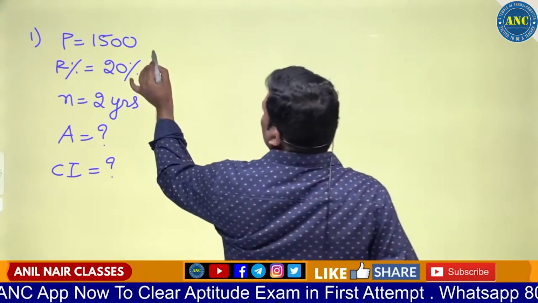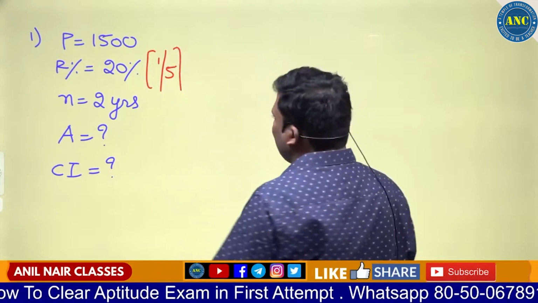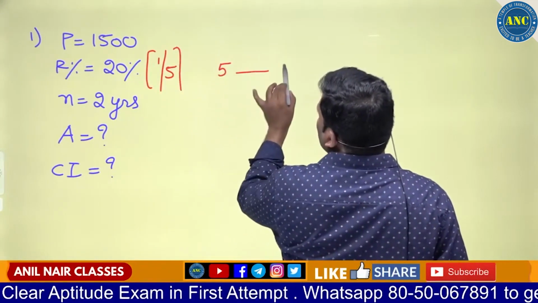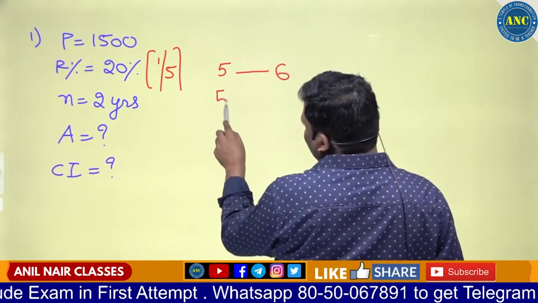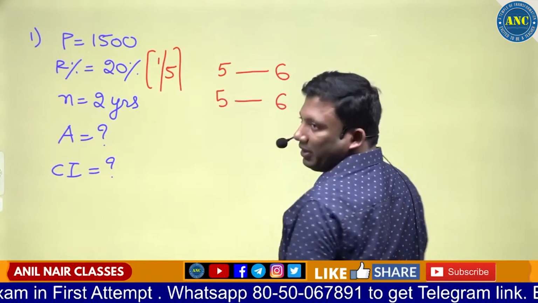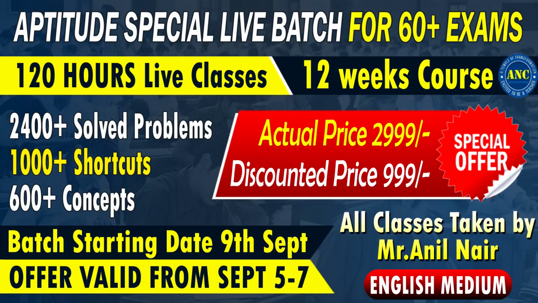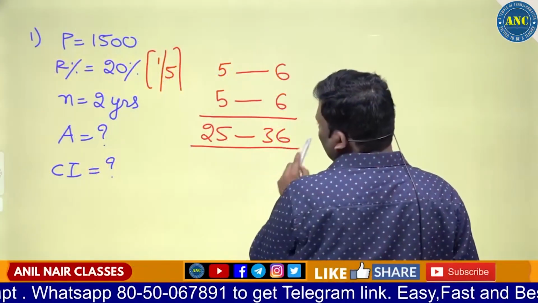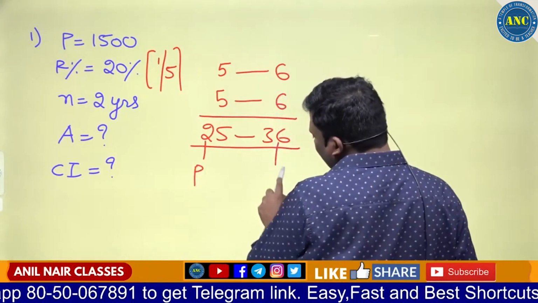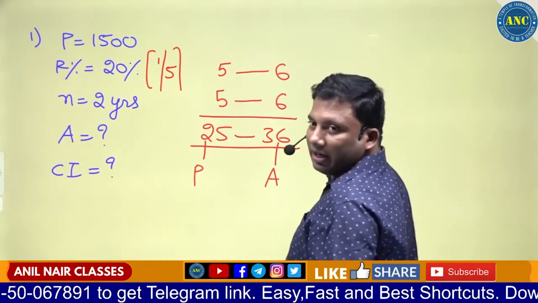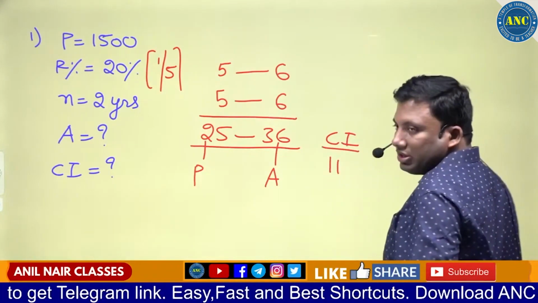Same idea. 20% is 1 by 5. First year 5, there is an increase of 1 on 5, which is 6. Second year, same rate of interest, 1 on 5, 5 became 6. 5 fives are 25, 6 sixes are 36. Initial value is the principal. Final value is the amount. Change is 11.